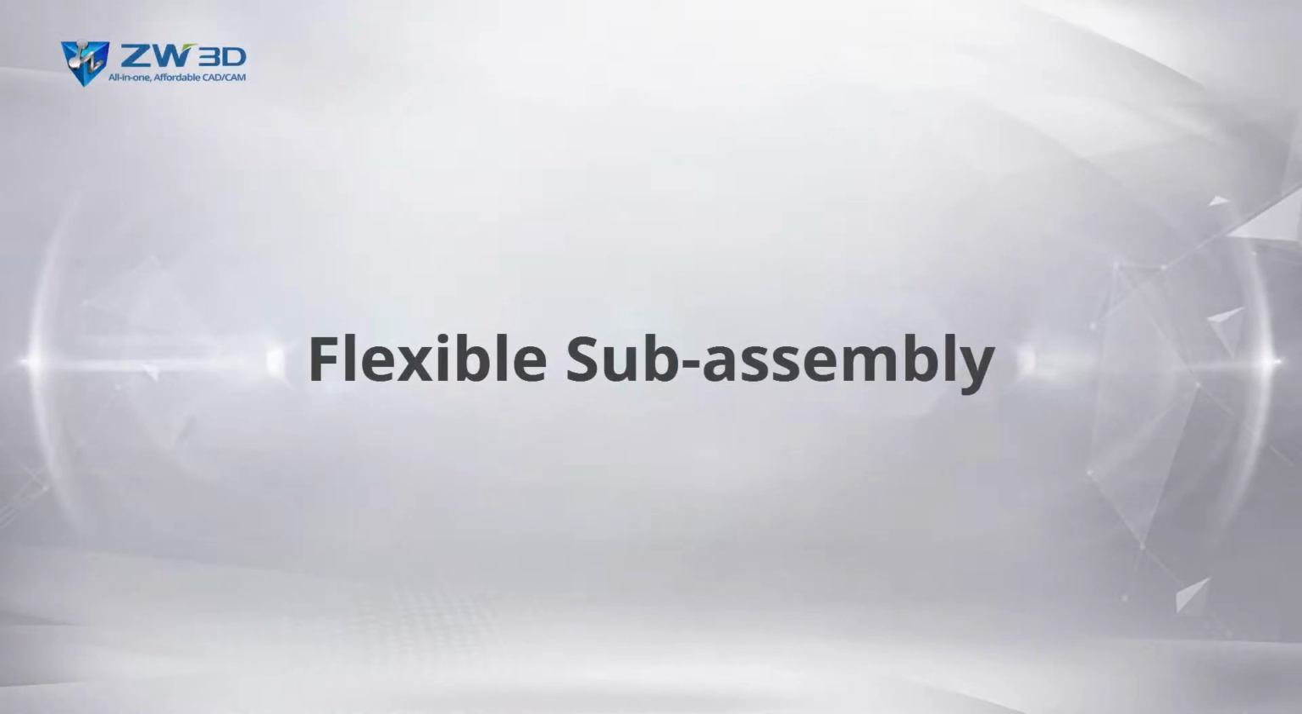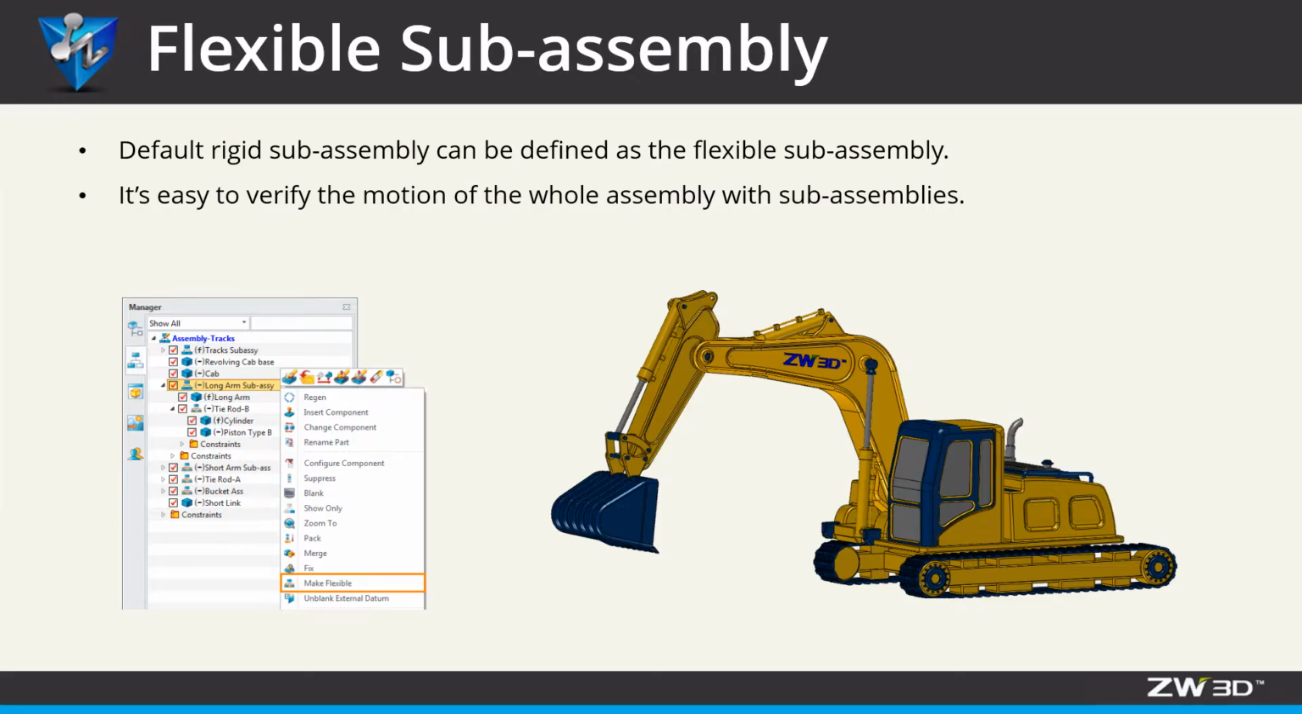Flexible sub-assembly. Default rigid sub-assembly can be defined as the flexible sub-assembly. Designers can easily verify the motion of the whole assembly.